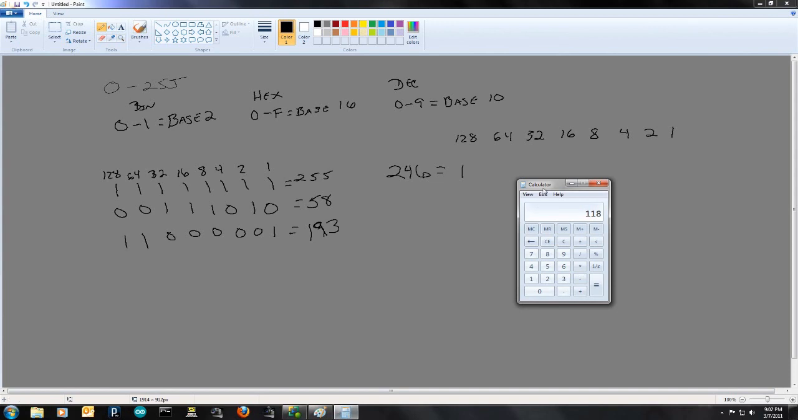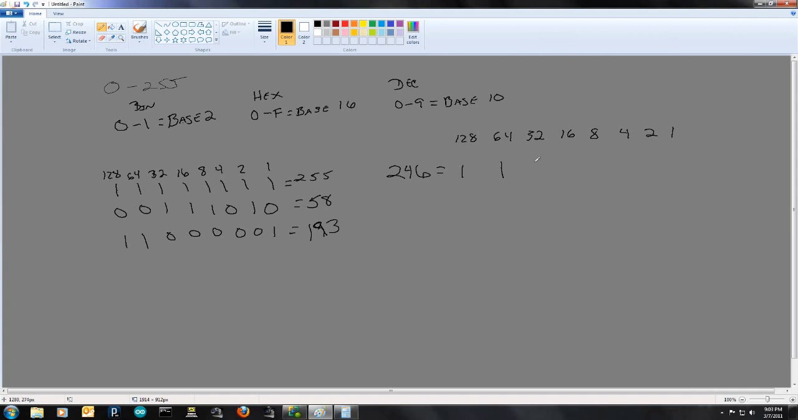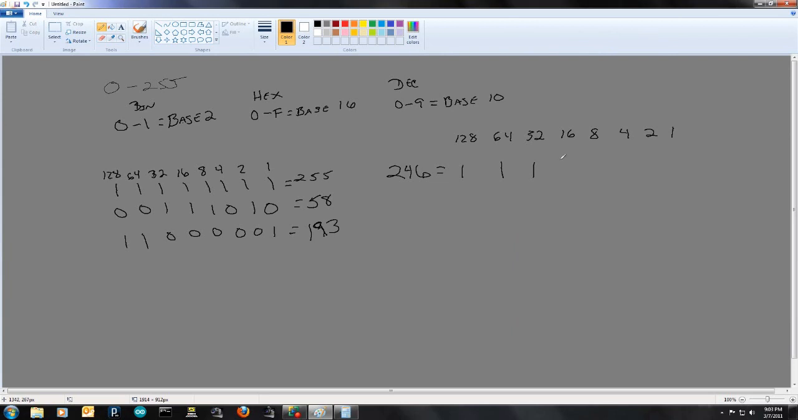Now come back here. Can you subtract 64 from 118? Well, yes you can. So we will minus 64, and there's another 1. Now 32. Well, yes you can again. We'll do a couple of these. So minus 32, so there's another 1. 22. Can you subtract 16 and it still be 0 or greater? Yes, you can. So let's subtract 16, and we add another 1 here.